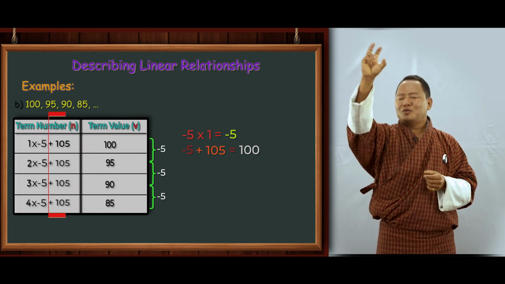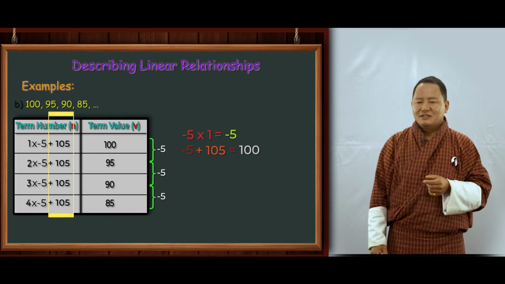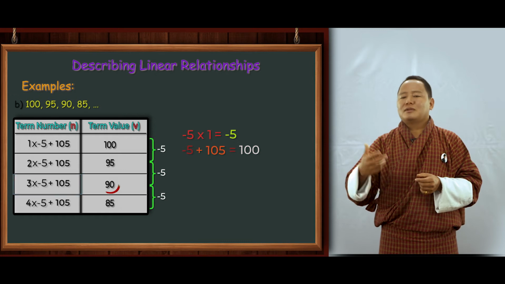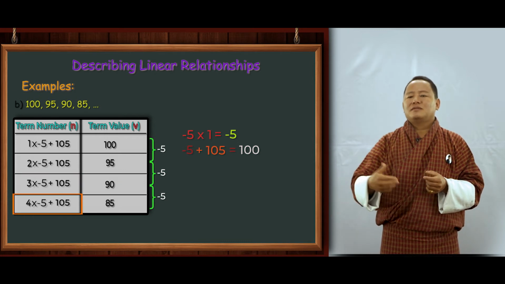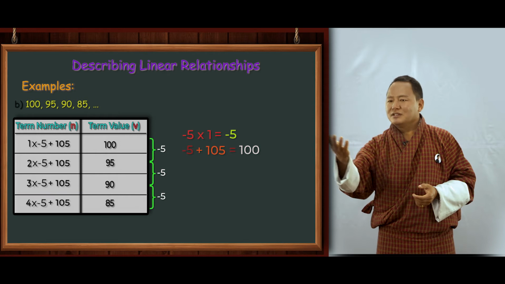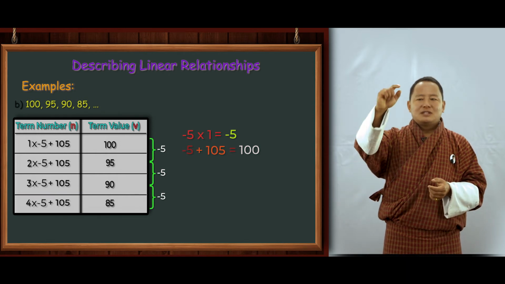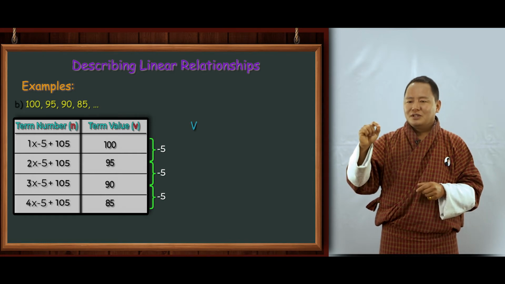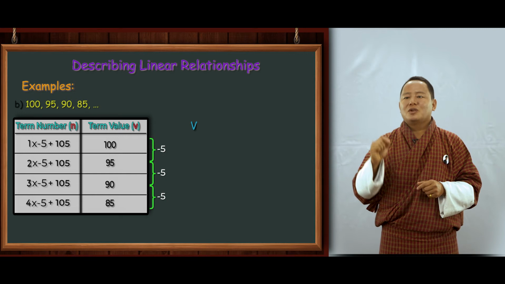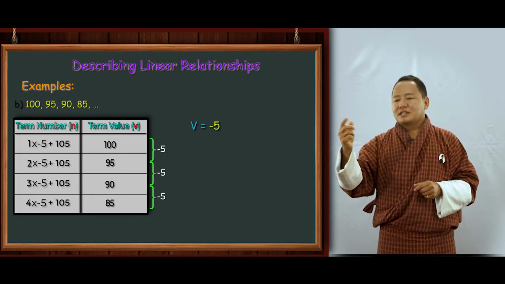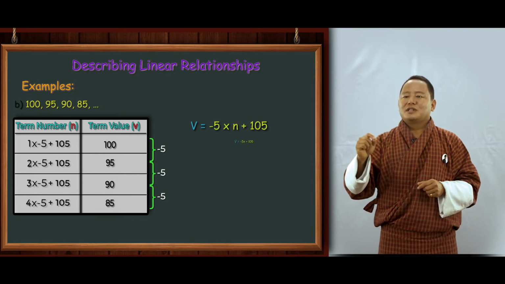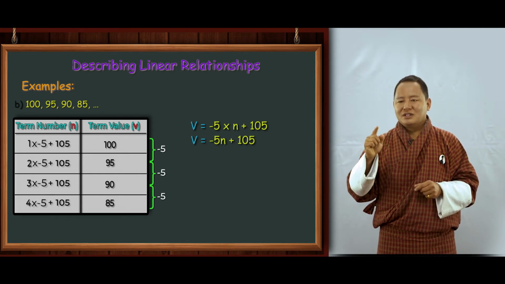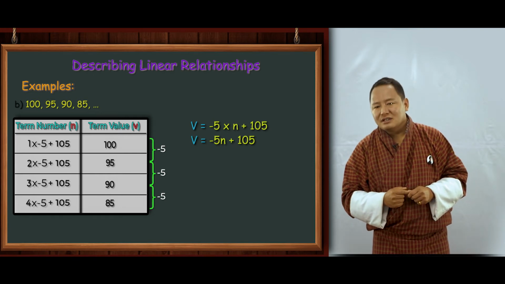Now this 105 should work with all the term numbers. Am I right? Yes. So in the second case, 2 times negative 5 plus 105 is 95. 3 times negative 5 plus 105 is 90. 4 times negative 5 plus 105 equals 85. So check whether these are true or not. Now for this relation, what is the equation? We are calculating v, the term value, right? So v is equal to negative 5 times n plus 105, that is, v is equal to negative 5n plus 105. So this is the algebraic equation for relation B.